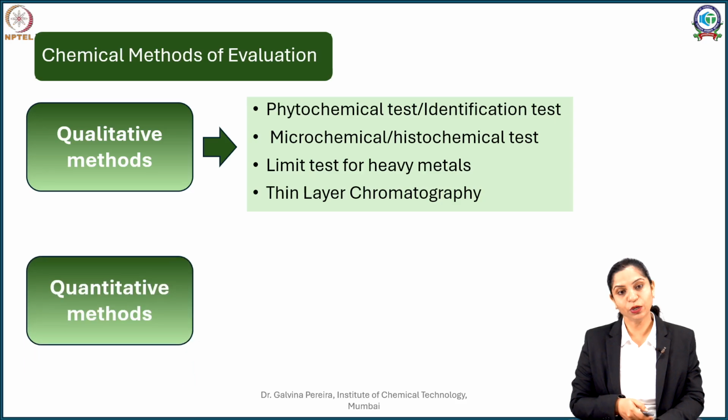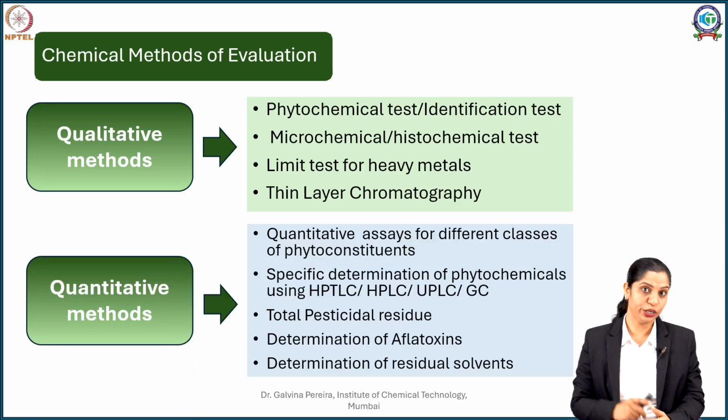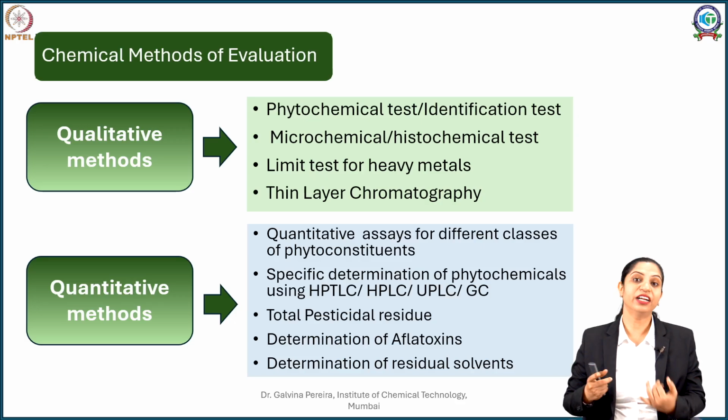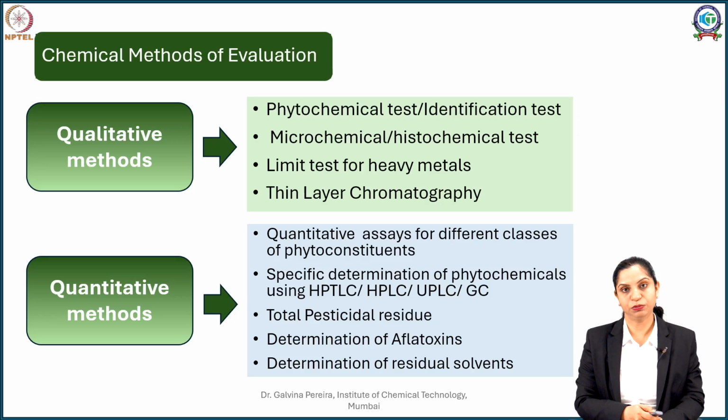In the subsequent sessions, we will also be discussing a few quantitative tests, including quantitative tests for different classes of phytochemicals, and specific determination of compounds using chromatographic techniques such as HPLC, HPTLC, UPLC, gas chromatography. Then we will be analyzing pesticidal residues, determining mycotoxins such as aflatoxins, and, since we use solvents during the process of extraction, checking whether any residual solvents remain in our sample. This we will be discussing in the subsequent sessions.